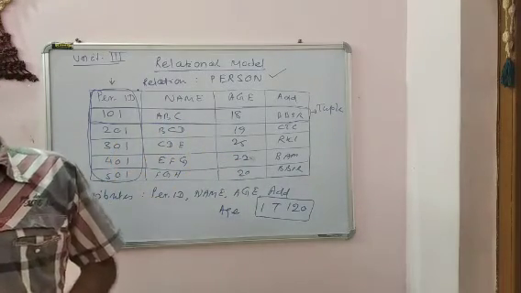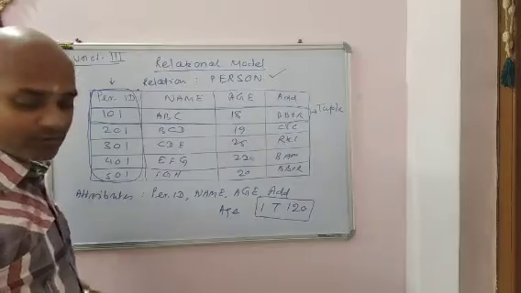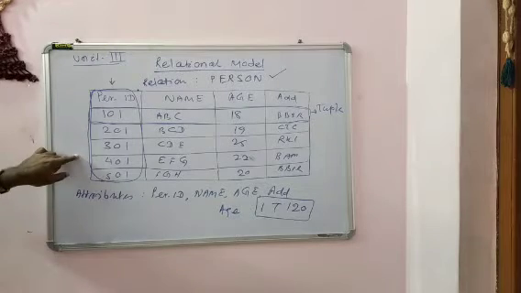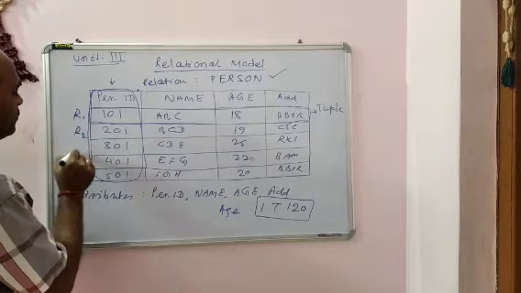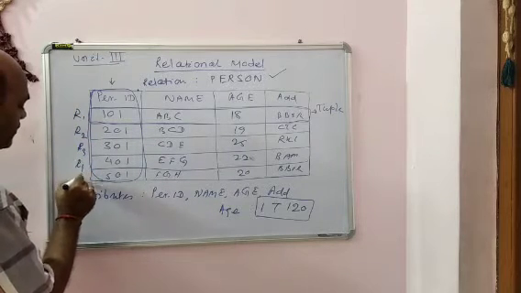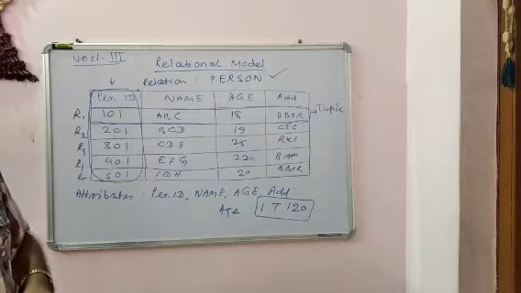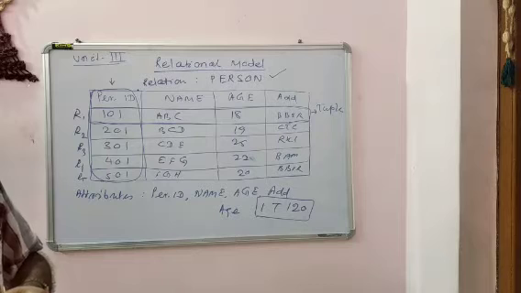Now we will discuss the relational schema and relational instance. Another thing is the total number of rows: row 1, row 2, row 3, row 4, and row 5. The total number of rows, or total number of records, is known as the cardinality of the table. This is the cardinality of the table.